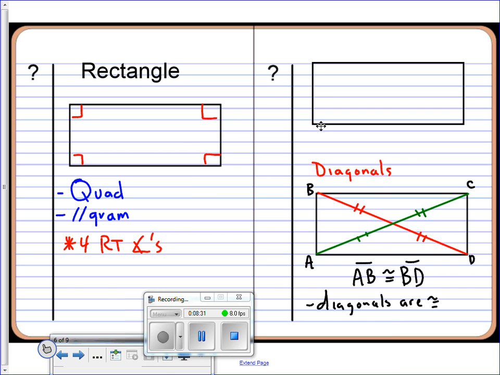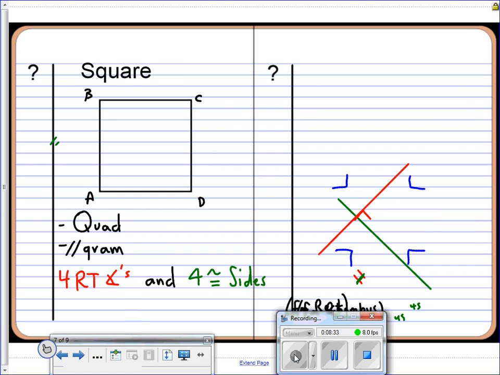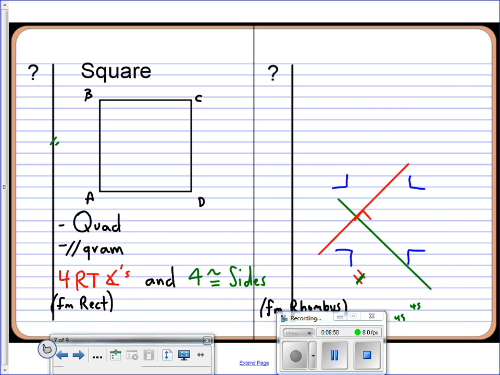And now we find ourselves with a square. So what do we get? Well, it's a quadrilateral with four sides. It's a parallelogram, but it has the two features that come from being a rectangle, so it has four right angles, and it has the features that come from being a rhombus.